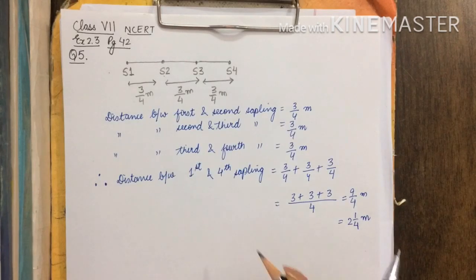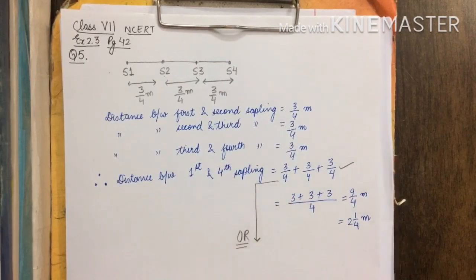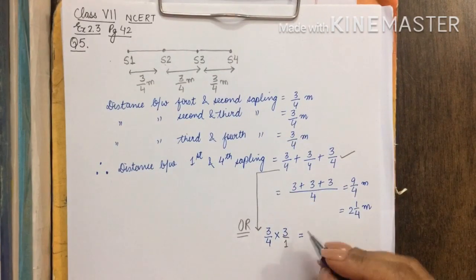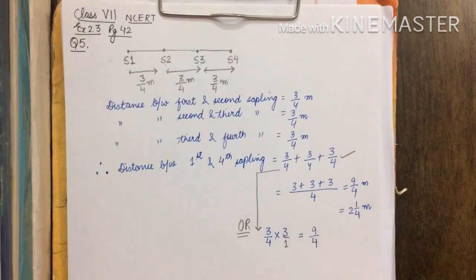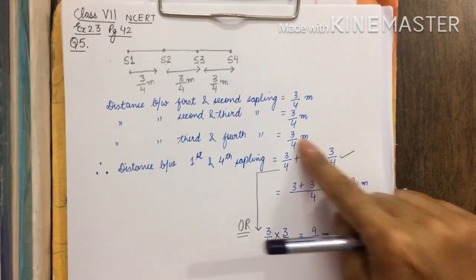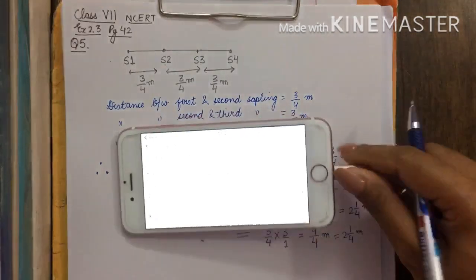Now this could have also been done like this. Once you have written this from here, you could have also done this way, because we are adding 3 by 4 3 times. So what we could do is 3 by 4 multiplied with 3. So this will be 3 by 4 multiplied with 3 over 1. So this can give you the same answer. So you could either add or you could multiply this. You will get the same answer. Now let's move on to the next question.